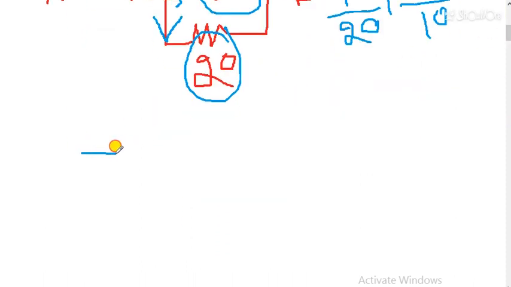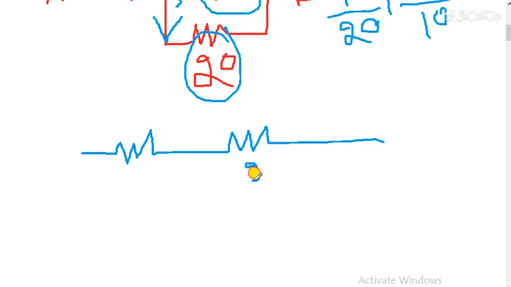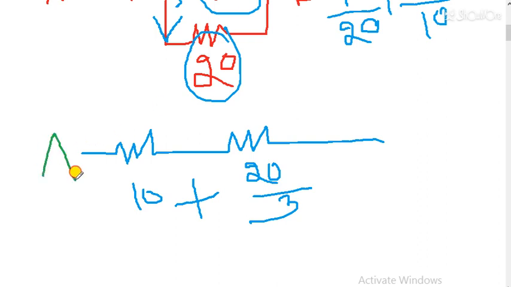So at last we get this resistance of 10 ohm, and in series with it a resistance having value 20 by 3. The value of this resistance was 10. So now these two are in series, simply add them, and you will get the final answer. So your final answer for the resistance between point A and B will be 50 by 3.